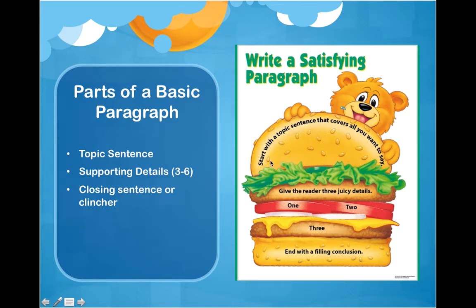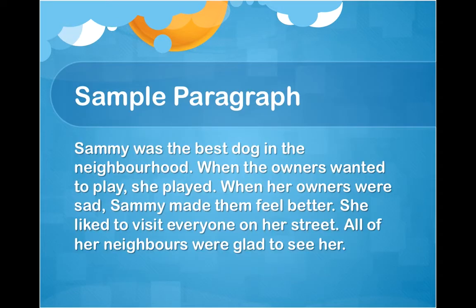But the topic sentence is usually found at the very beginning. Then you have some supporting details, which are the middle. The reason why people use a hamburger is because it's kind of the meat of the paragraph. And then finally, you're looking at the end or the conclusion or the clincher. I like using the word clincher because it just kind of brings everything together. So let's take a look at what each of those parts are.